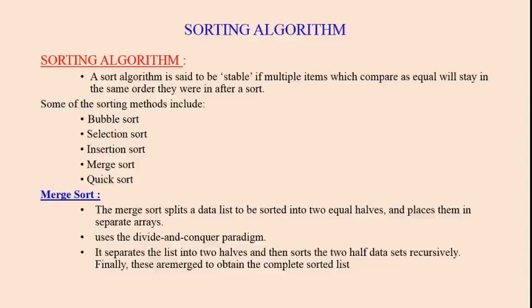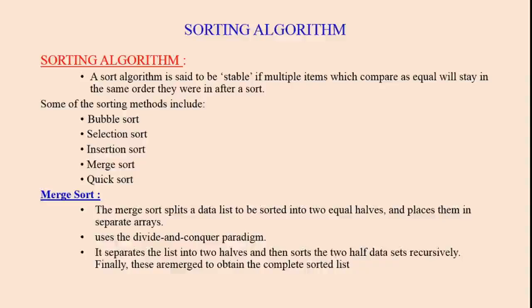So what do you mean by merge sort? The merge sort splits the data into two equal halves and places them in separate arrays. The sorting method uses the divide and conquer algorithm. It separates the list into two halves and then sorts the two halves in a recursive manner. Finally, these are merged to obtain the complete sorted list.